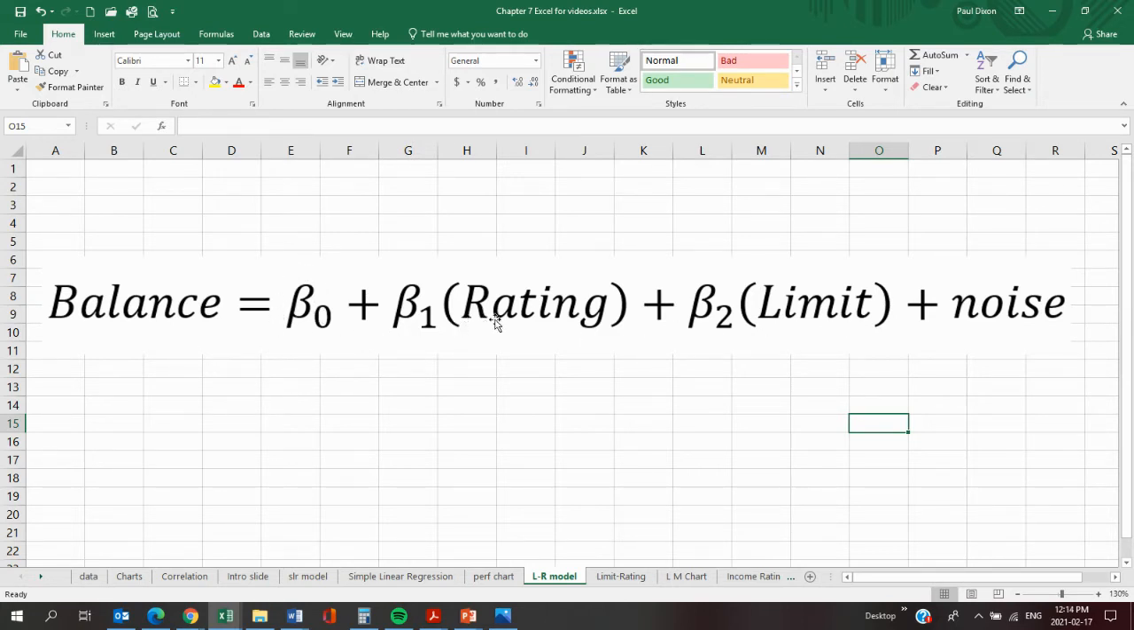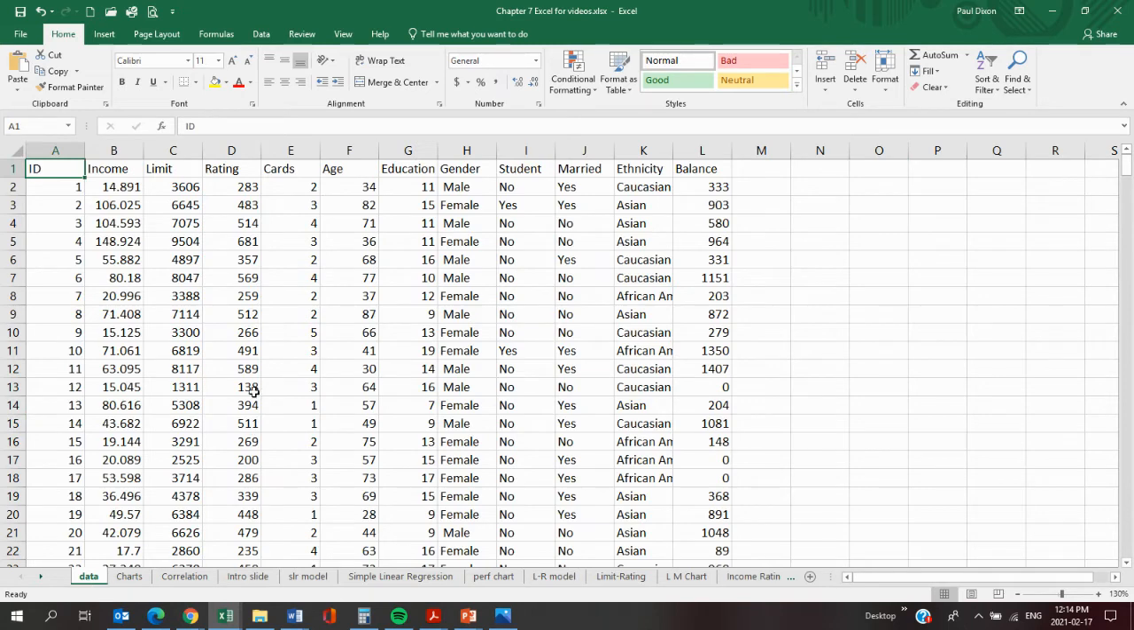So it's just a straight line relationship. I've got an intercept, I've got a slope for rating, and now I've got a slope for limit. And then there's the noise that's left over that's scattered around this. So I can go and do that, and we'll just show quickly how that's done.